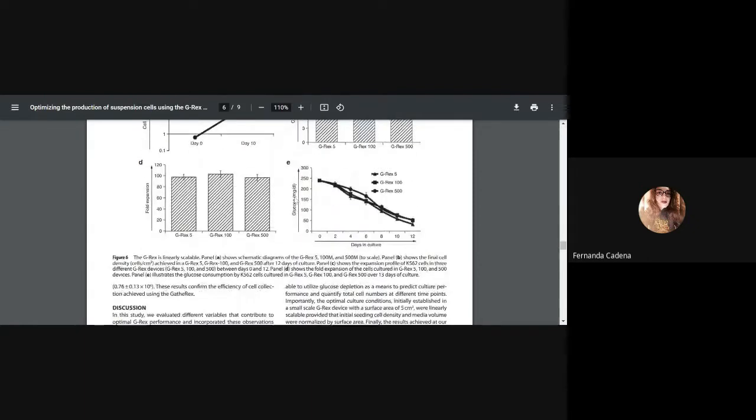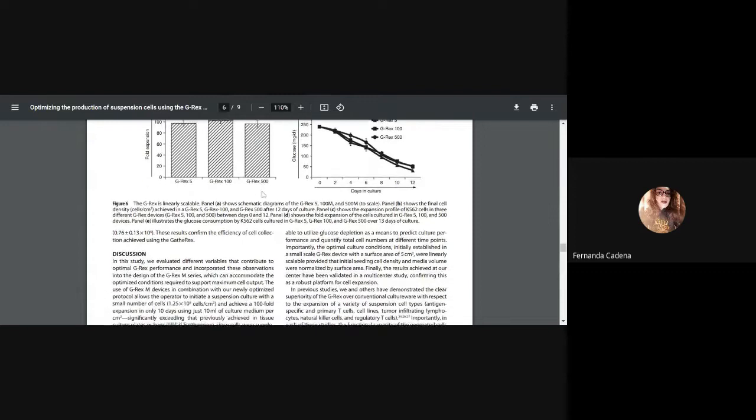machines. And if we look at fold expansion, the results are equal, and the glucose concentration also tends to go lower. It is basically the same for the three machines that they tested here. So they now know that this machine can actually be scalable.